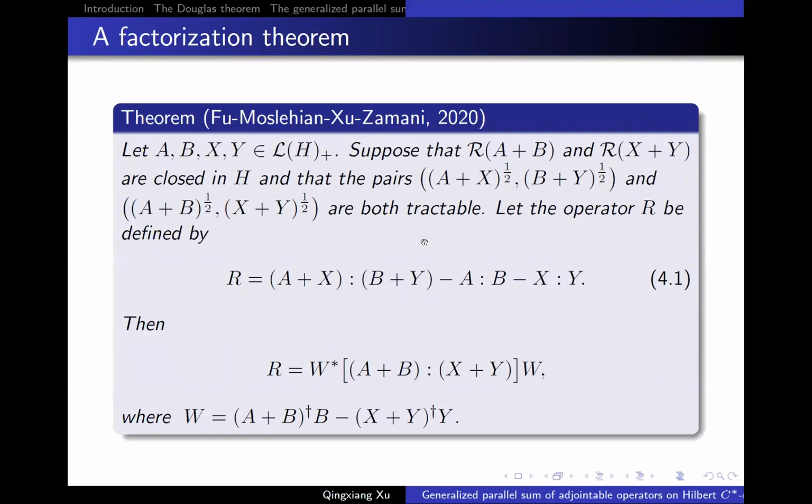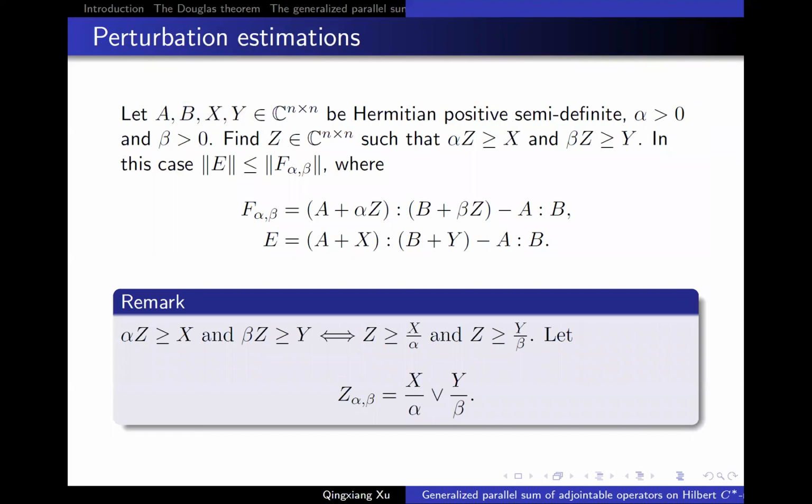Now let's look at the factorization theorem. This is our main result on this topic. Suppose A, B, X, Y are four positive operators, and under some conditions, we can prove that this operator R can be expressed by factorizing this way. The middle part is positive. So this is the main result on the factorization. Okay, so now we are ready to study the perturbation estimation.